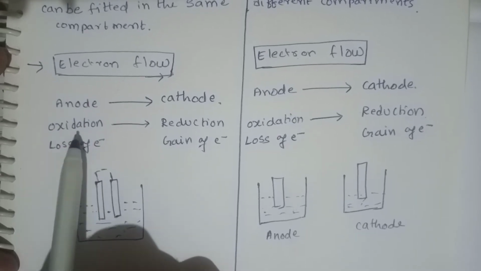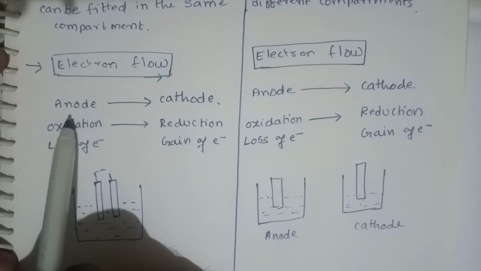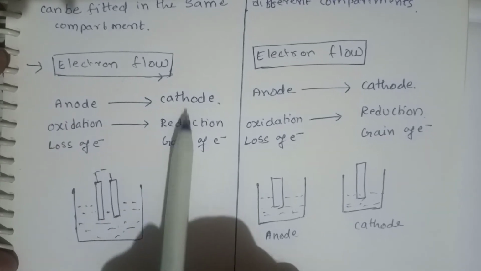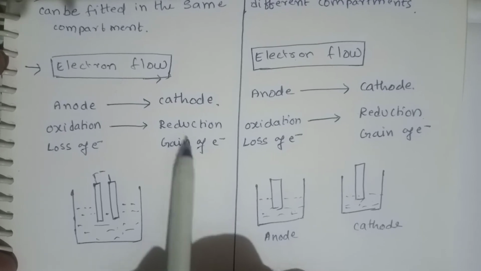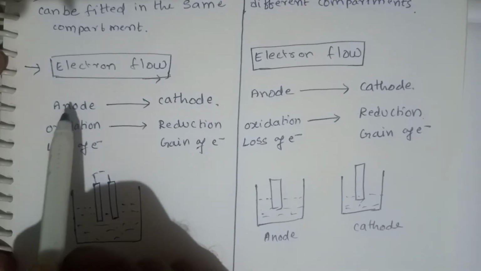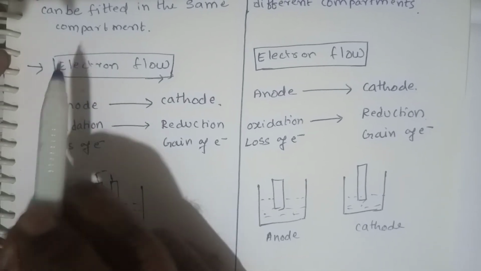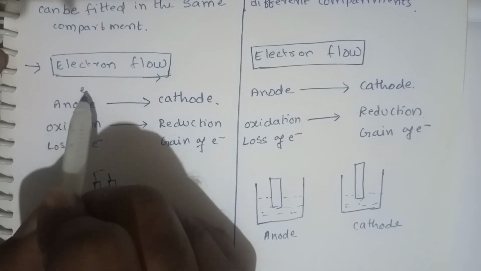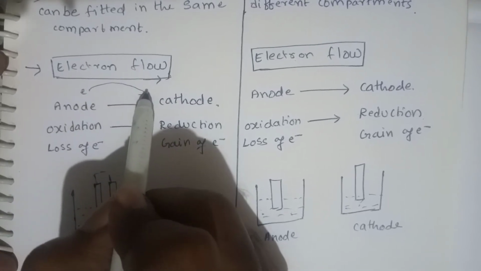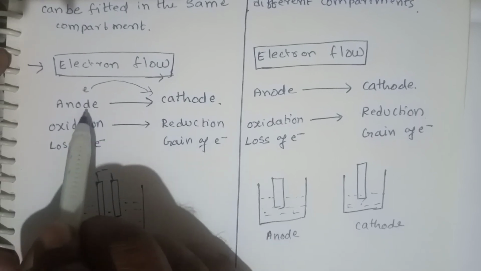loss of electrons. The metal loses electrons, which is known as oxidation. So at the anode, oxidation takes place. At the cathode, reduction takes place. Reduction means gain of electrons. The electron lost at the anode flows from anode to cathode through the external circuit.